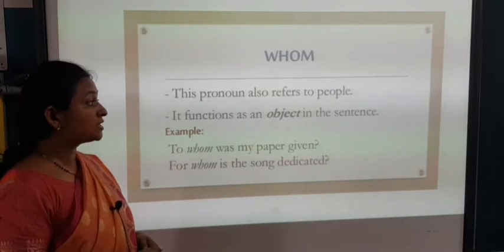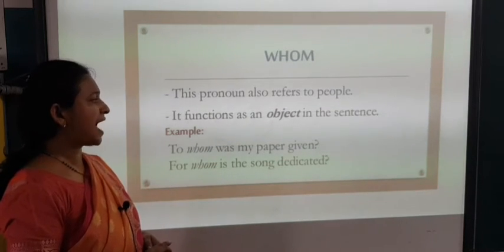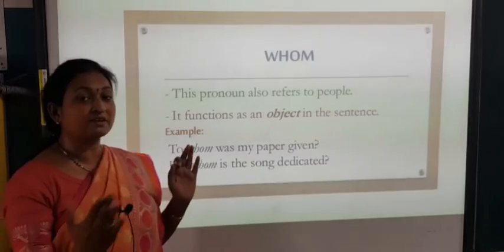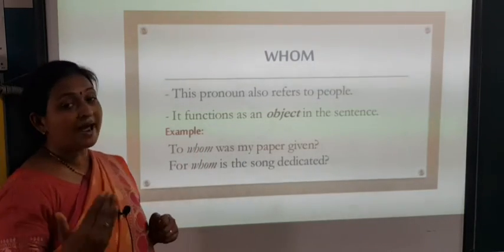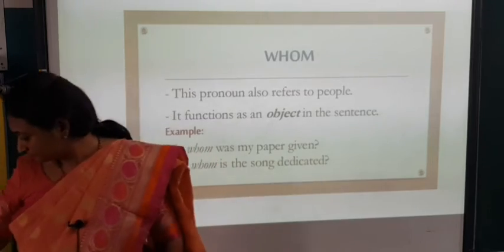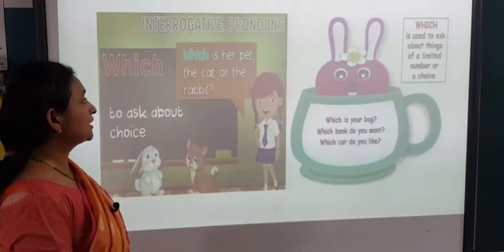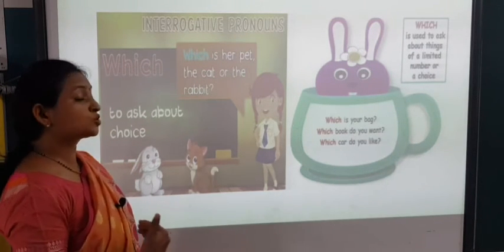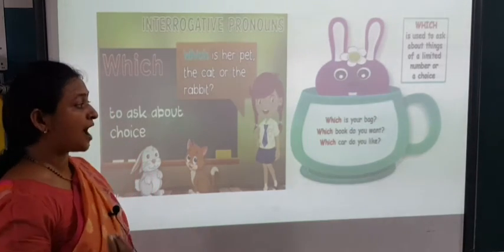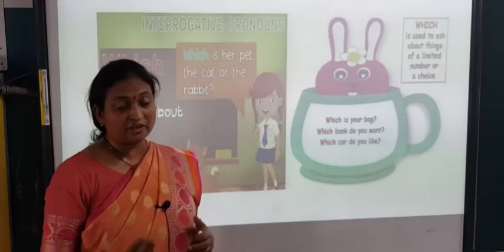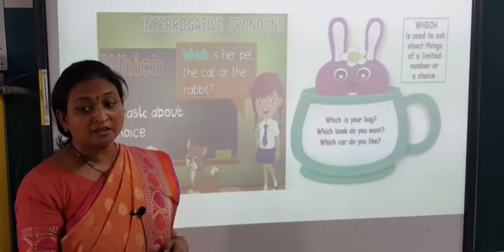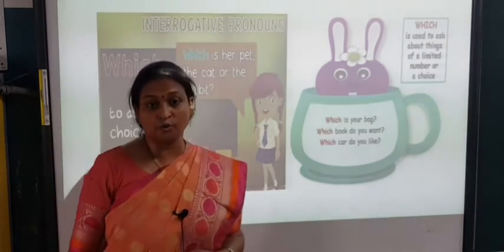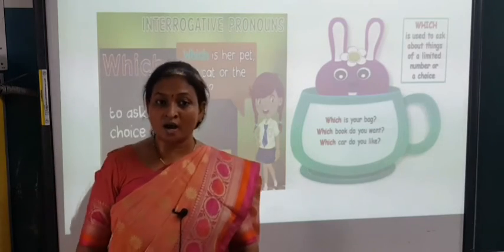Whom. This pronoun also refers to people. It functions as an object in the sentence. To whom was my paper given? Now this is interrogative pronoun which. Which is her pet, the cat or the rabbit? It is to ask about the choice. Whenever you have a choice. Which is your bag? When you are asking for something, which is your bag? Okay, this one or that one? Which book do you want? Okay, again there is a choice here. Which car do you like? So whenever there is a choice, you ask using which.